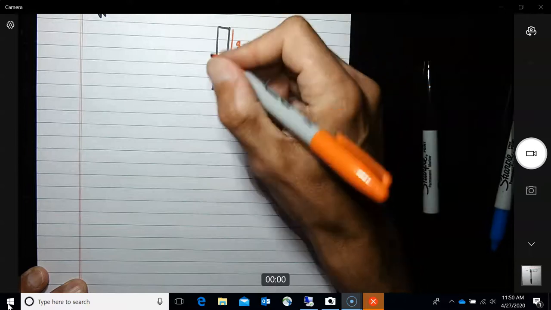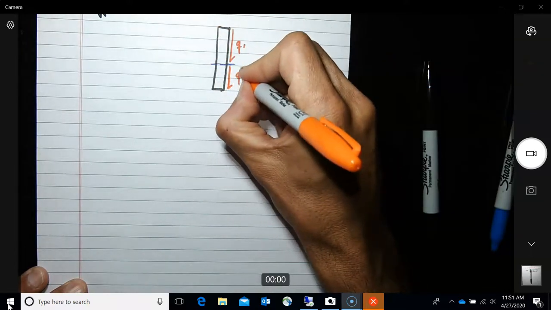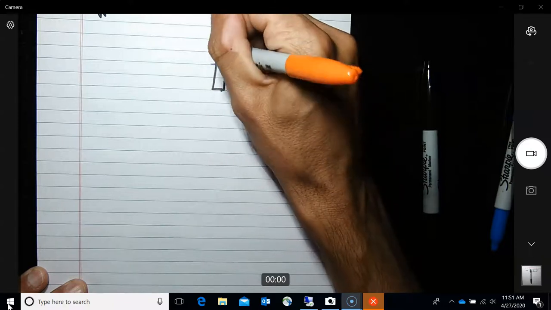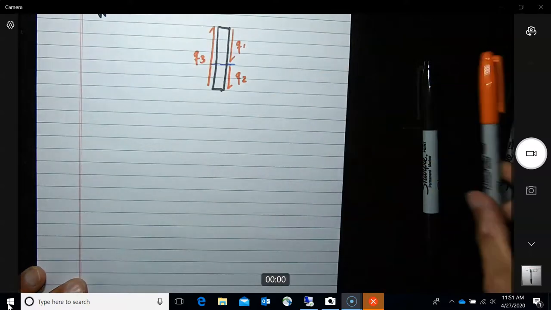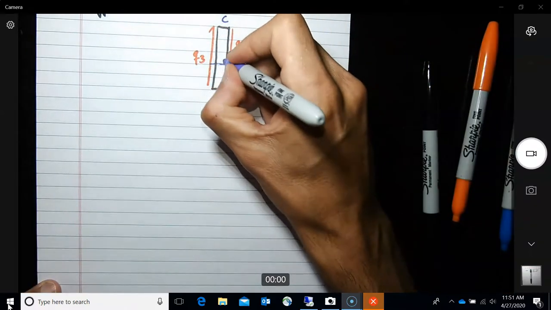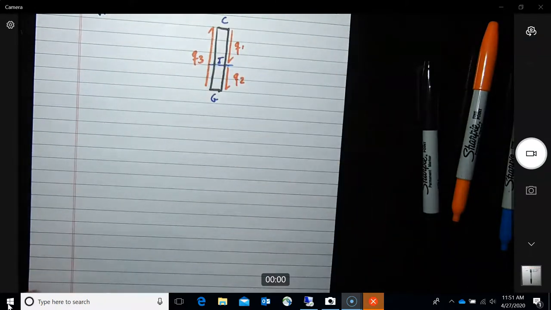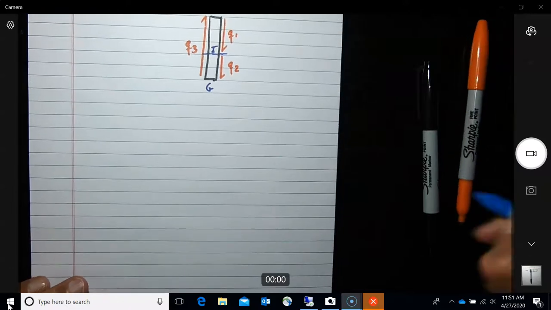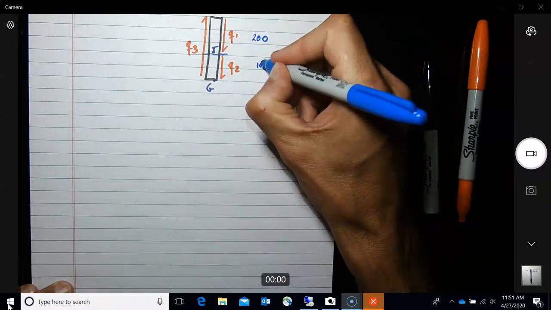Q1, Q2, Q3, so this would be C, G, I didn't put this one here. We know that distance here will be 200, this one will be 100.